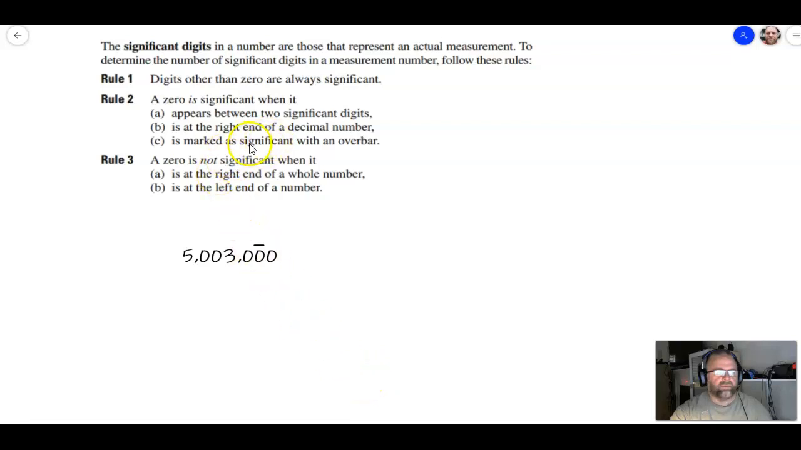Well, a 0 is significant when it is marked as significant with an overbar. So this one is significant. And that makes this 0 significant now because now this 0 is between 2 significant digits. And the only one that is not significant now would be this last one. So 1, 2, 3, 4, 5, 6. 6 significant digits in this one. The only one that's not significant is this last one because it is at the right end of a whole number.